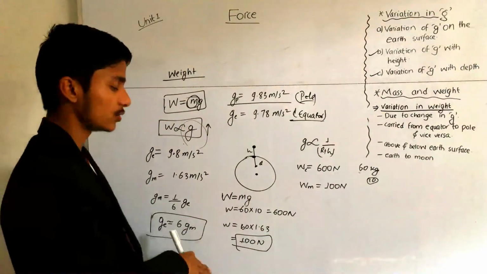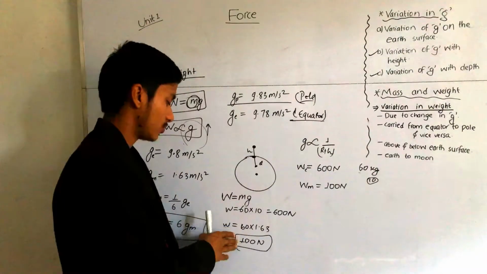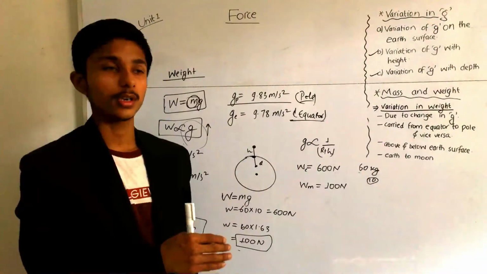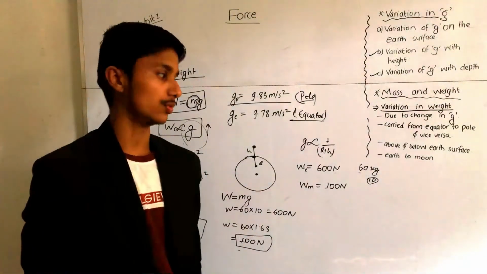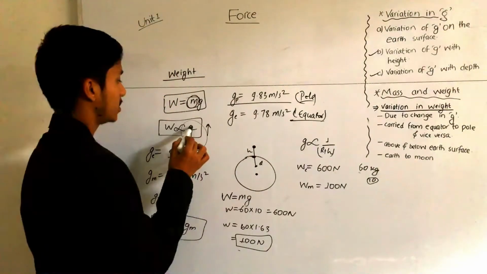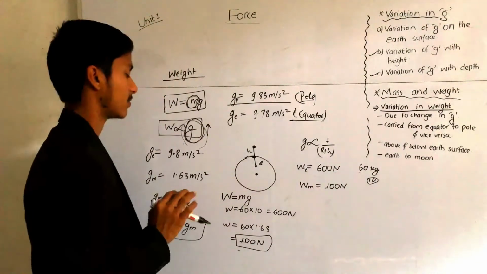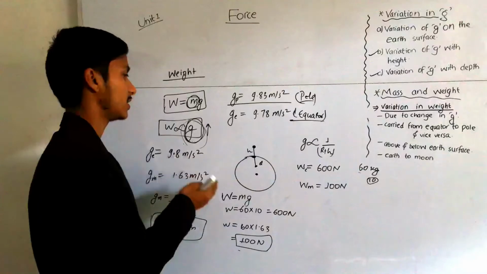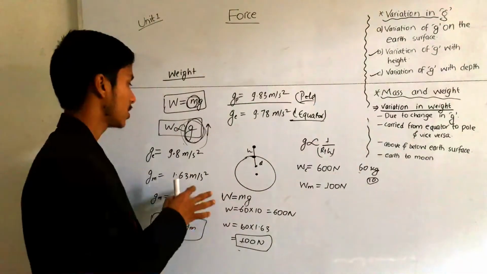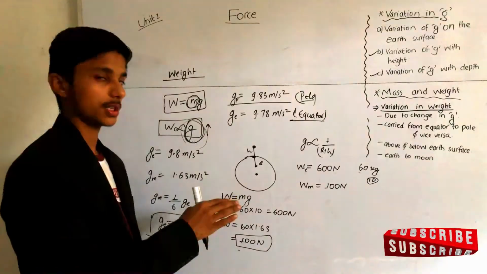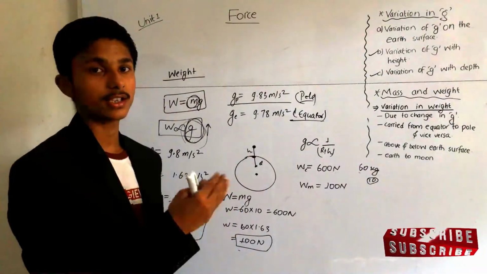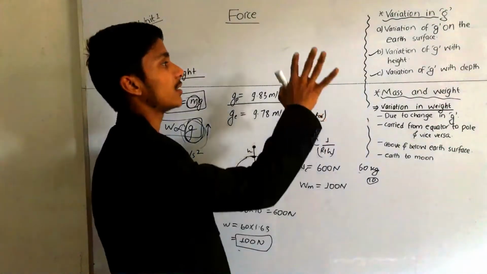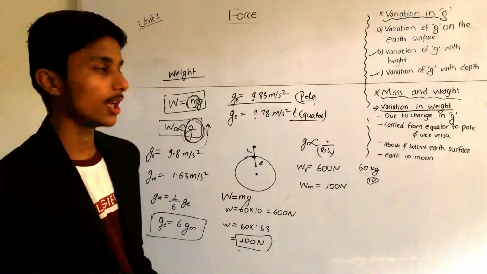So we can conclude the weight of a body decreases when carried from the Earth to the Moon, as weight depends upon acceleration due to gravity. The value of acceleration due to gravity at the Moon is less than that at the Earth. So the weight of any object decreases when it is carried from Earth to Moon.